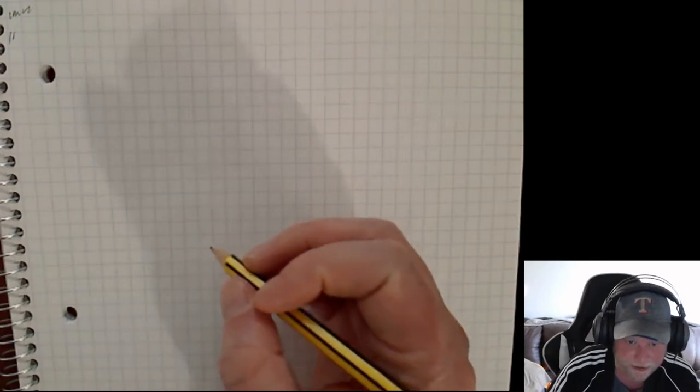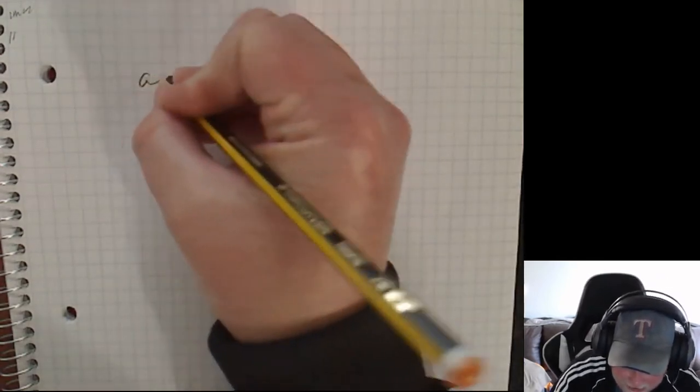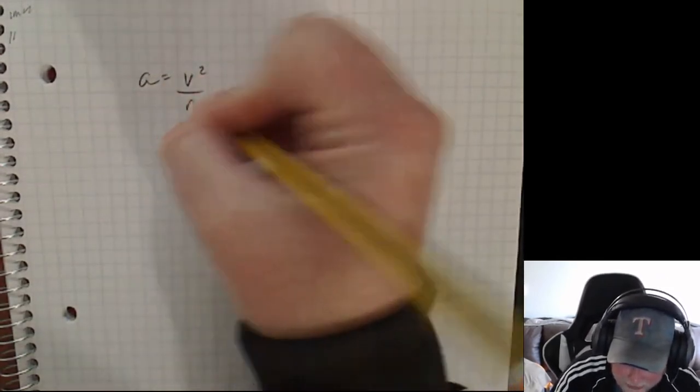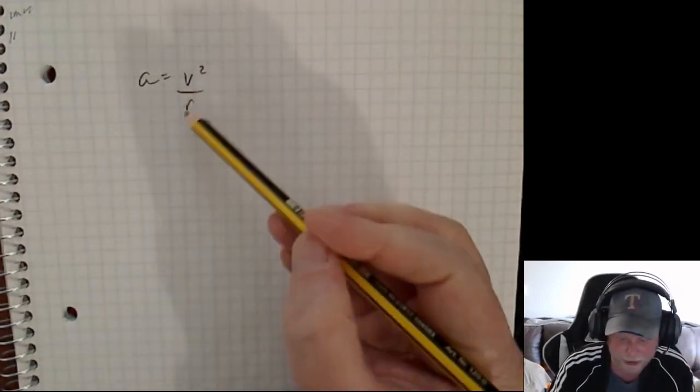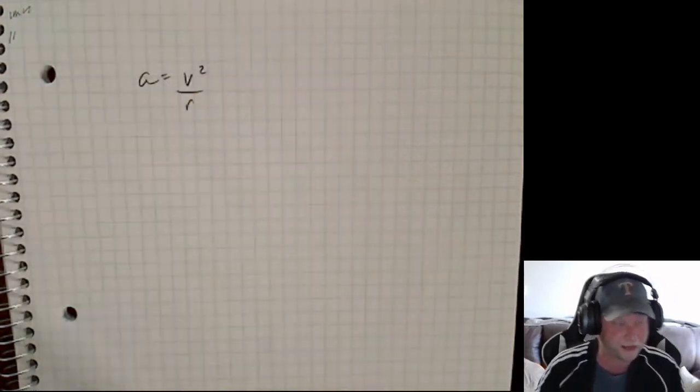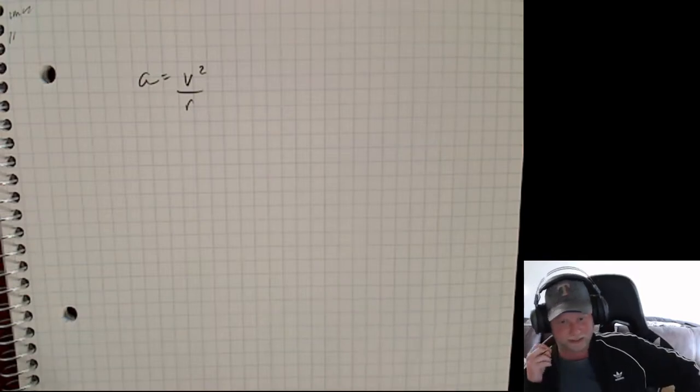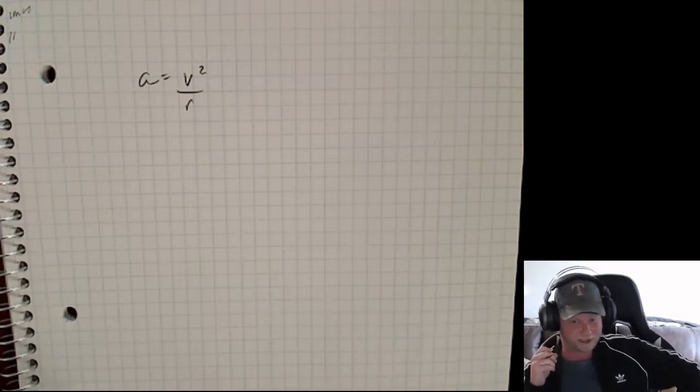Now, this acceleration that the object undergoes during circular motion is a very specific acceleration, and it's what we call the centripetal acceleration. The centripetal acceleration can be found by taking the speed squared over the radius of the circular path. Centripetal comes from the Latin for center seeking.